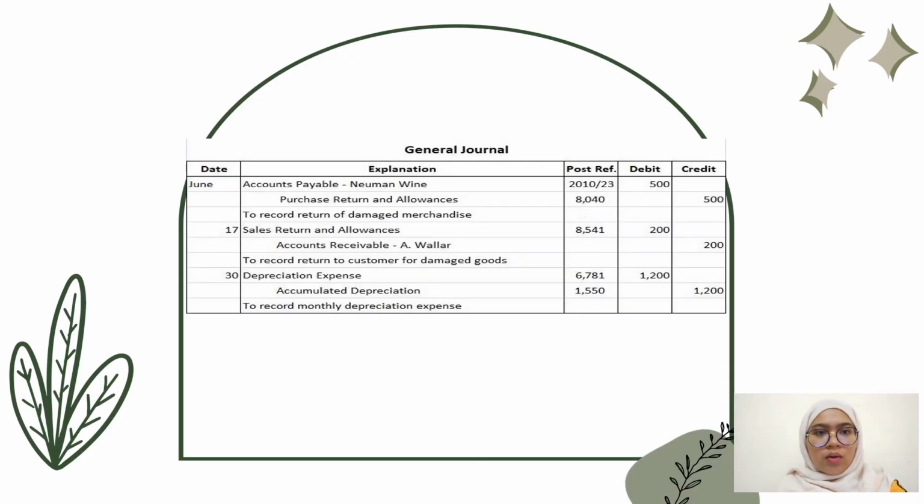Next, we need to know how to use general journal. Before entries are made, the maker has to decide the accounts which will be affected by the transaction and which account to debit and which account to credit. First of all, we need to build a table. First column, we need to insert the date of transaction. Second column is details or explanation, where we need to write the name of the account.